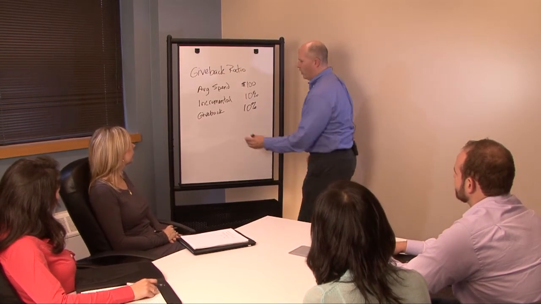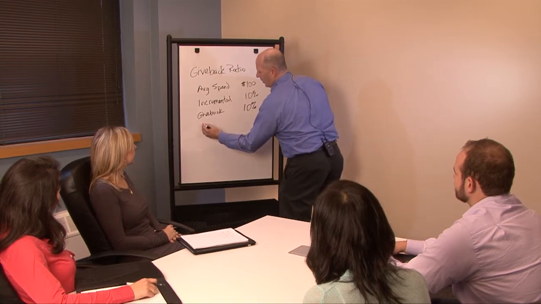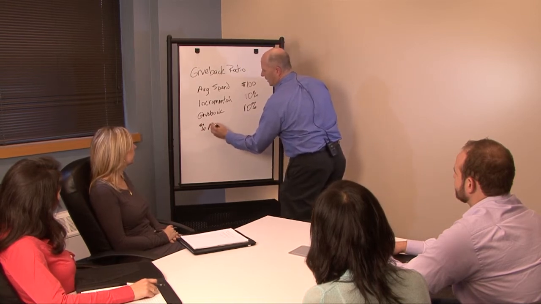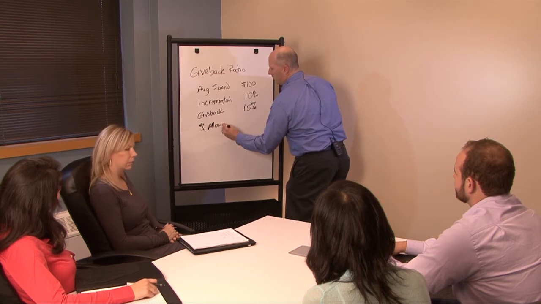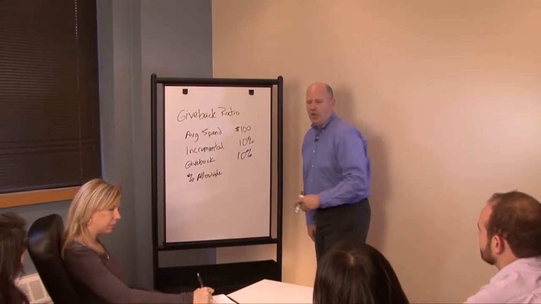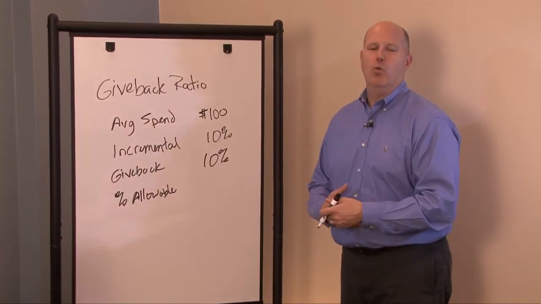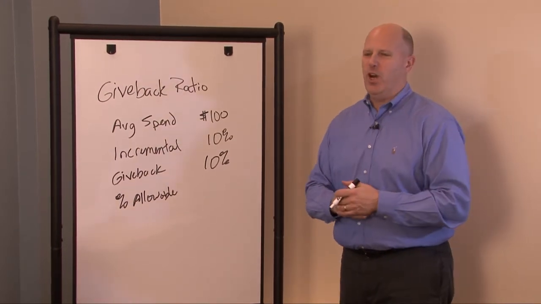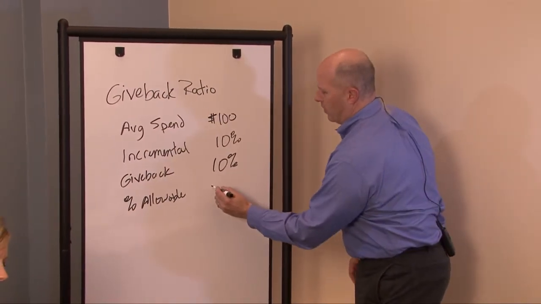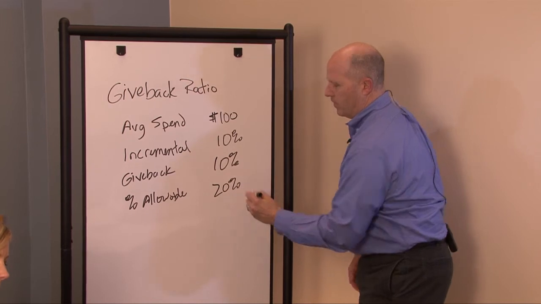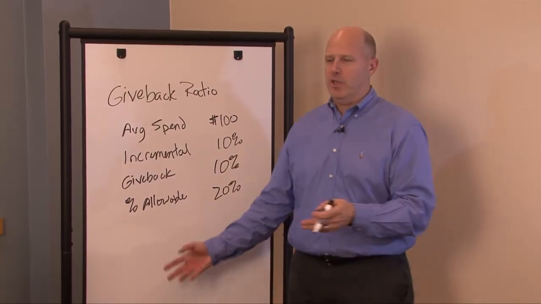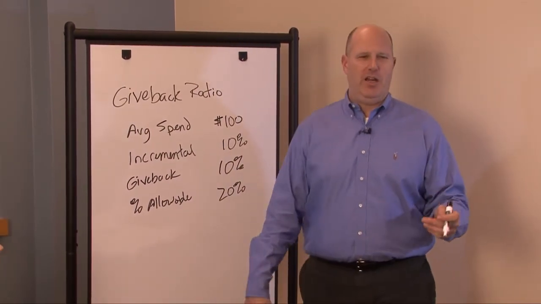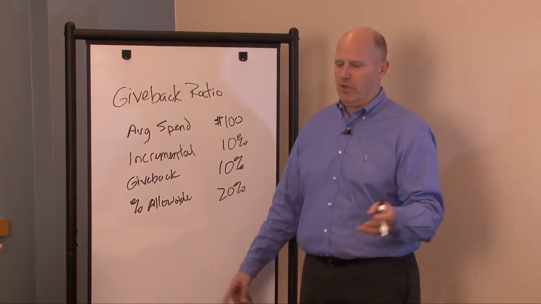So there's one more that we want to look at, and this is going to be the percent allowable. So this would be what percent of the incremental spend that we're willing to use to fund rewards. So let's say in this case it's 20%. So from this we can calculate a metric that we call the giveback ratio, and let's do that, and then we'll talk about what we can do with this giveback ratio.